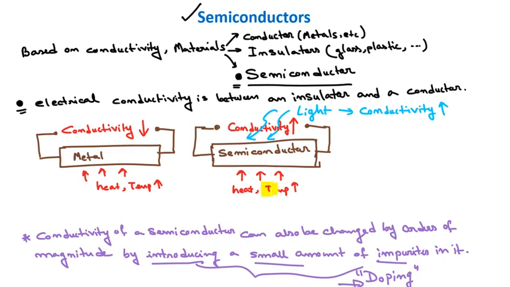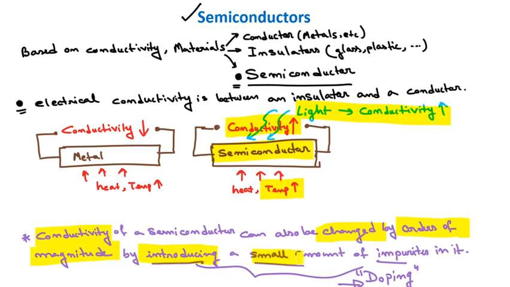So let us highlight the important points. If you increase the temperature of a semiconductor, its conductivity increases. Second, if you shine light, then also its conductivity increases. The third one is if you add a small amount of impurity, then its conductivity can be changed by orders of magnitude. Remember that, orders of magnitude. And this technique is called doping. So please remember these three points.